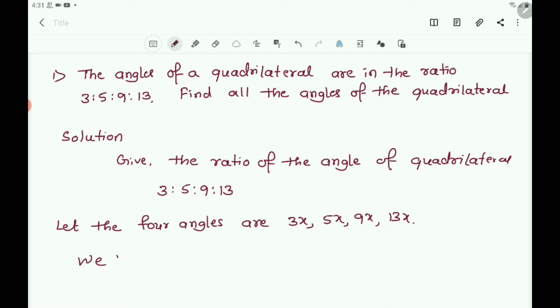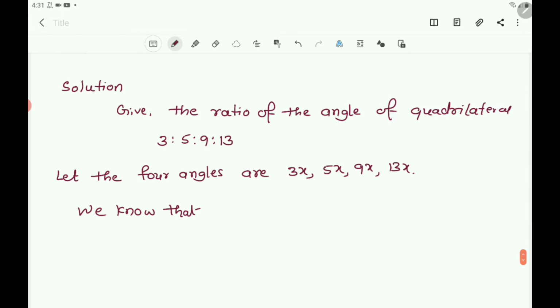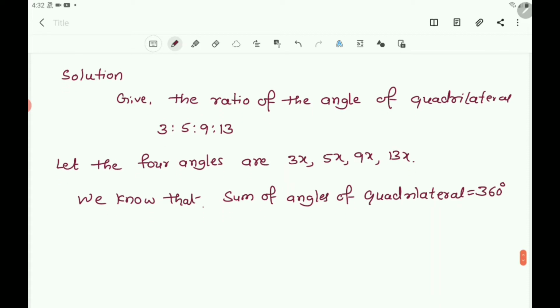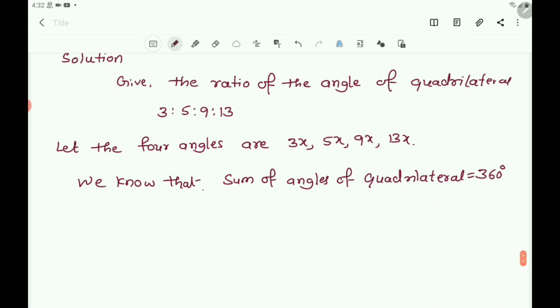We know that the sum of the angles of a quadrilateral is 360 degrees. Therefore, 3x plus 5x plus 9x plus 13x must equal 360 degrees, as the sum of the 4 angles of the quadrilateral equals 360.